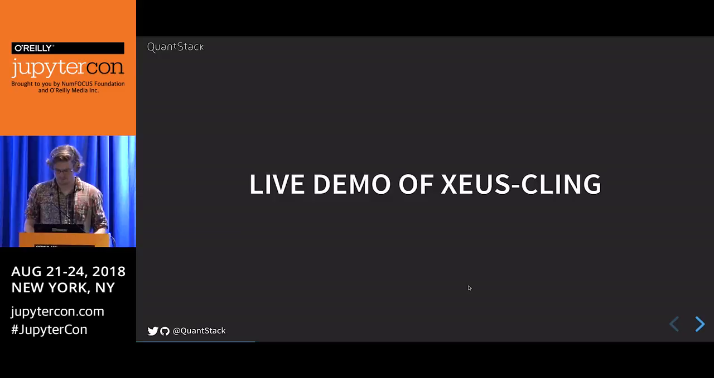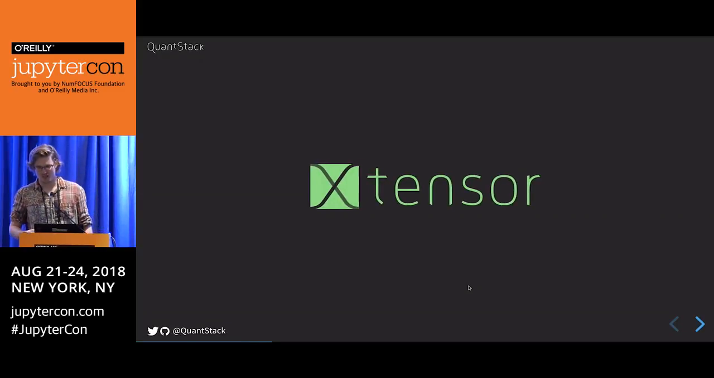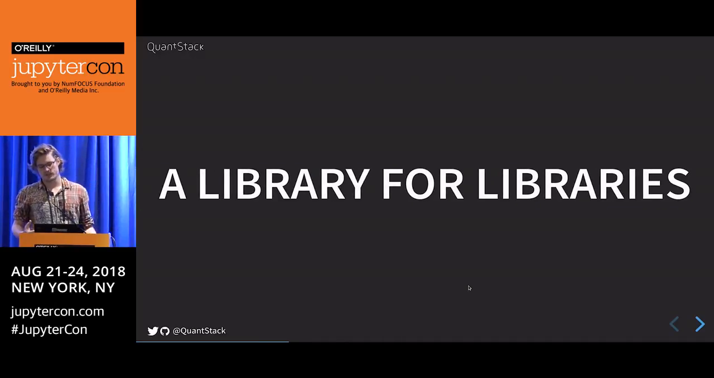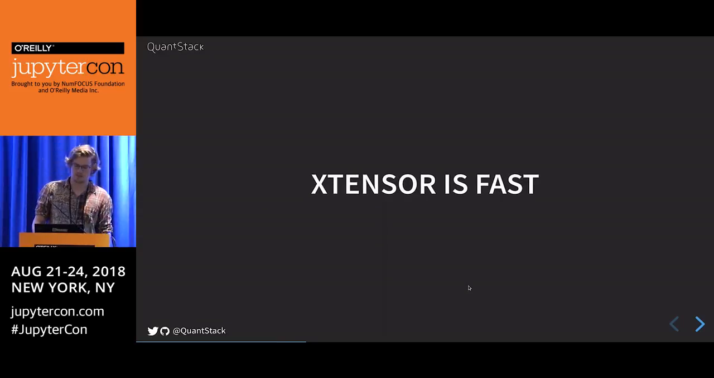So yeah, we've developed a solution for that. And the name is Xtensor. And the short pitch is Xtensor is NumPy in C++. Xtensor is basically a library for people who build libraries. So you can use Xtensor to build your numerical algorithms and your high performance computing stack on top of this library. And Xtensor is a couple of things.